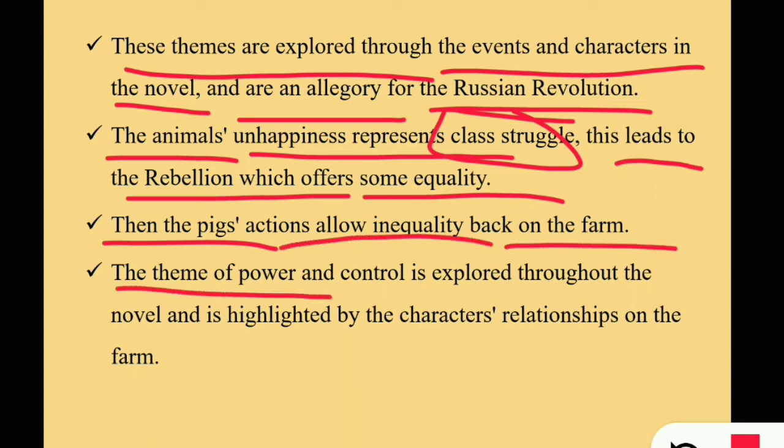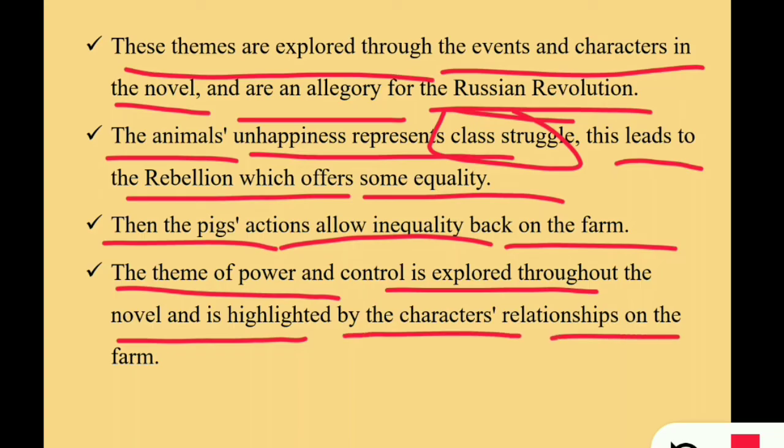The theme of power and control is explored throughout the novel and is highlighted by the characters' relationships on the farm. This we have already learned. Okay, pigs took over charge after Jones, and animals were thinking that things would change, it would become better, but the contrary happened.